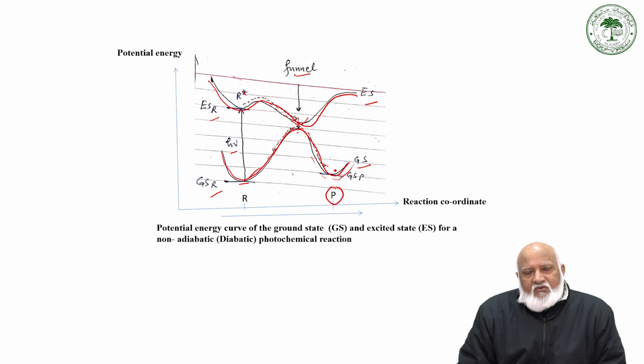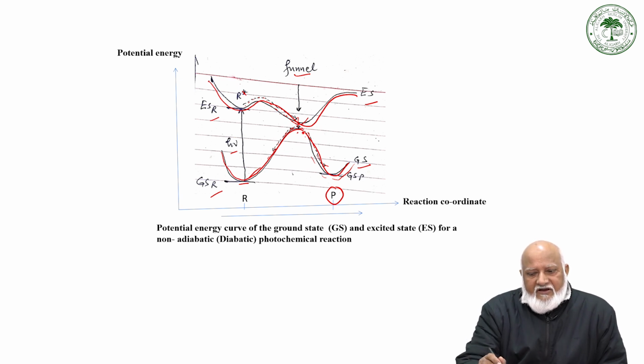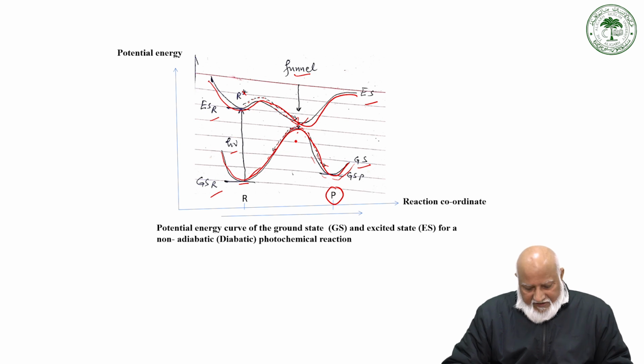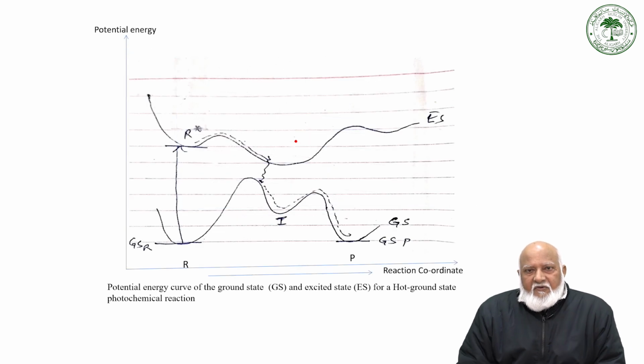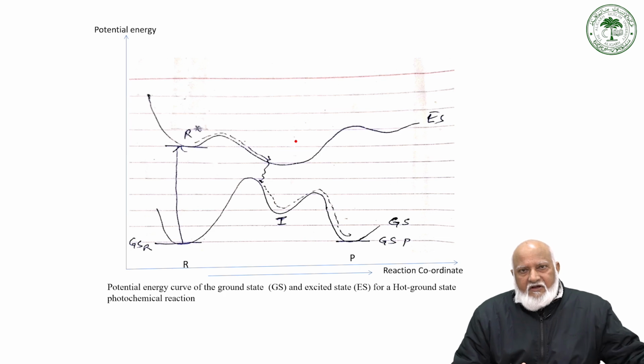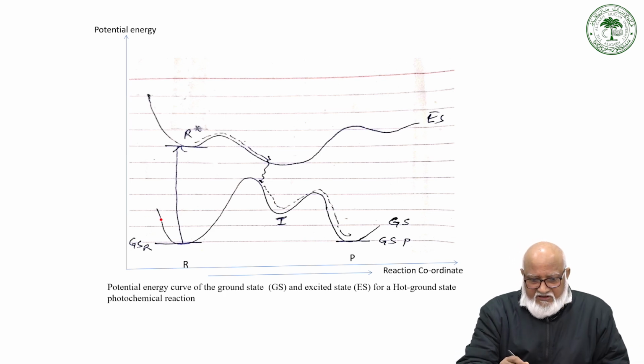and it is not possible to proceed to 100% conversion because they are in equilibrium. This can be categorized as a non-adiabatic type of photochemical reaction, which is the cis-trans isomerization of alkene.